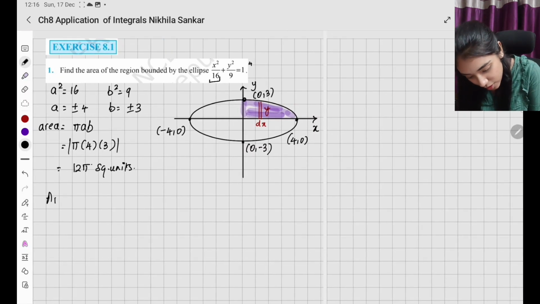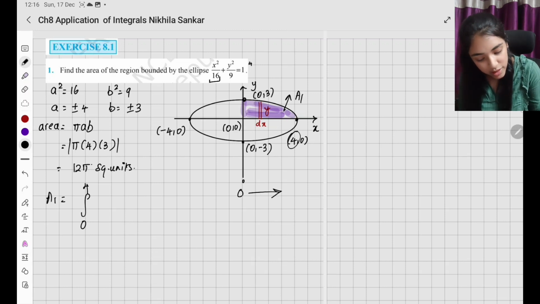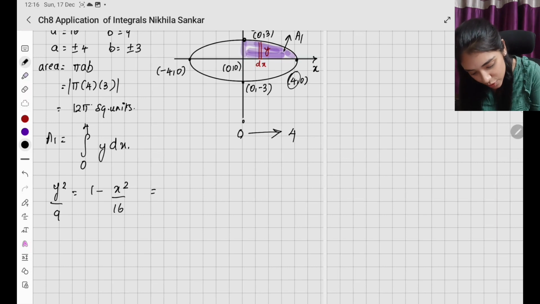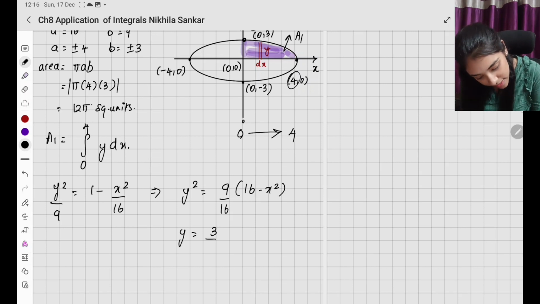So, if I integrate, I'm going to find A1 and multiply by 4. So, A1 equals integration of 0 to 4. Correct? This a value is 0, 0. And here the x coordinate is 4. So, we are looking at x coordinate. So, 0 to 4. So, this is going to be my integration. Y times dx. What am I going to substitute for y? I'm going to take y square by 9 equals 1 minus x square divided by 16. So, from this, I have y square equals 9 divided by 16 times 16 minus x square. So, I have y equals 3 by 4 square root of 16 minus x square.